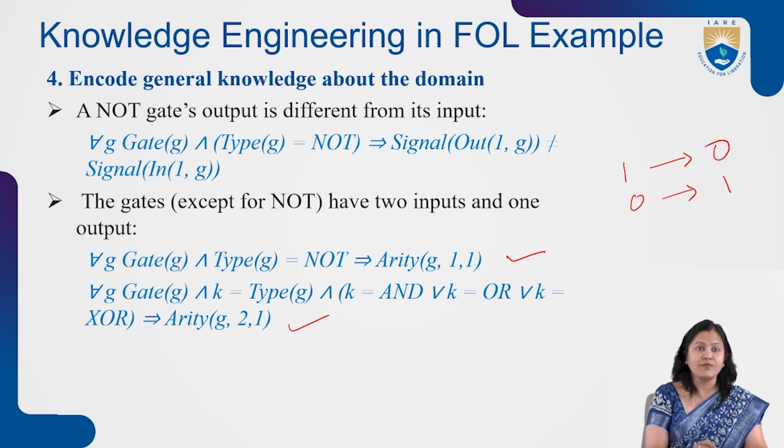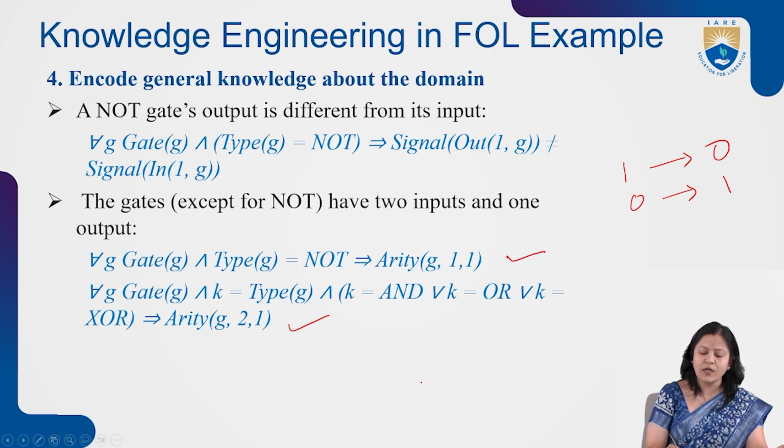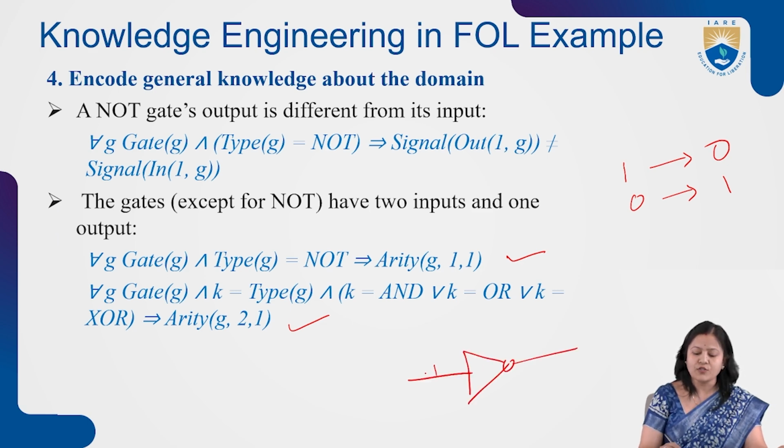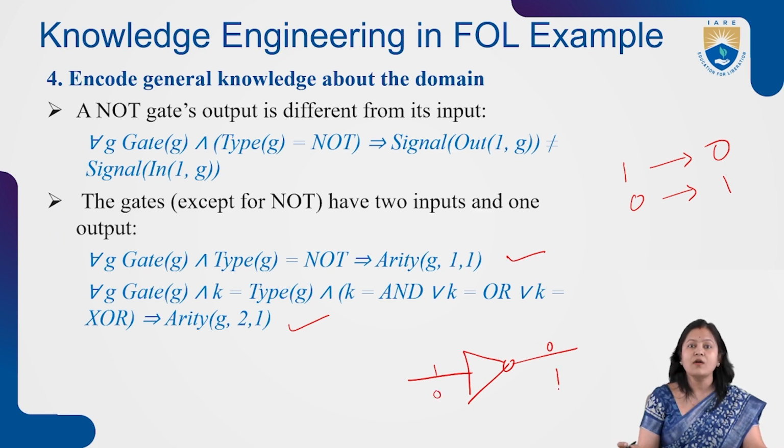For all G, gate of G and type of G is equal to NOT, that implies the arity function, which defines the overall circuit for the NOT gate: arity of G comma 1 comma 1. G is the name of the circuit which receives only one input and provides one output. So if we provide 1, it will be 0. If we provide 0, it will be 1. That is your NOT gate.